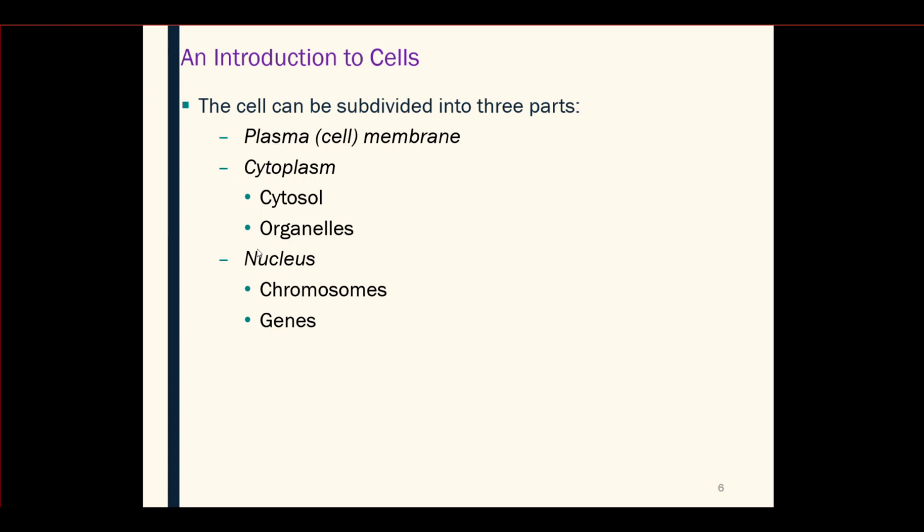2, 3. We'll see in subsequent lessons that the cytoplasm contains the cytosol, which is like a watery part, and these little baby organs that have different functions known as organelles. So both of those are within the cytoplasm. And then the nucleus you can almost think of as the brain of the cell. It's going to kind of control cell function. This is where we find our chromosomes and our genes.